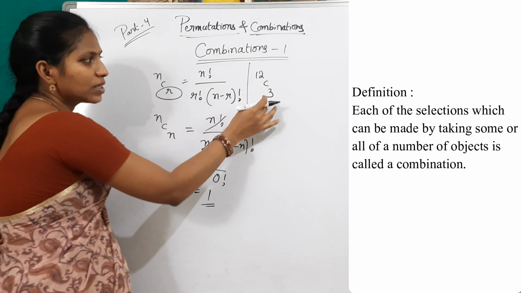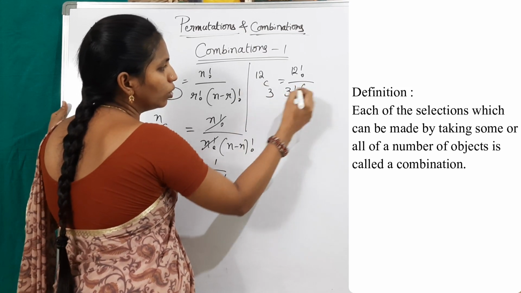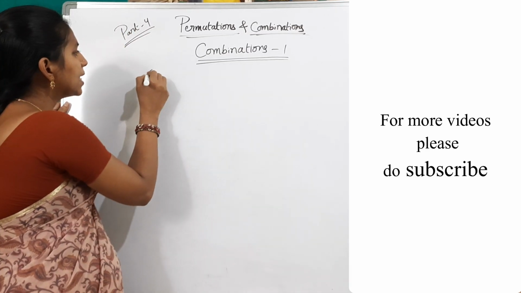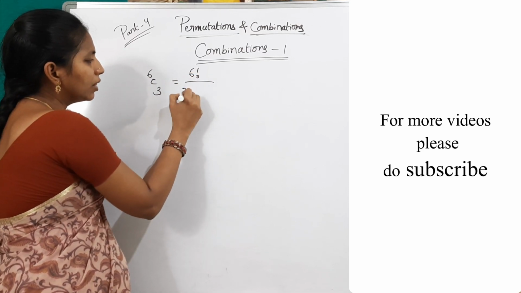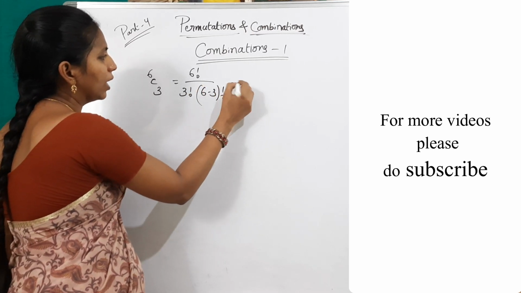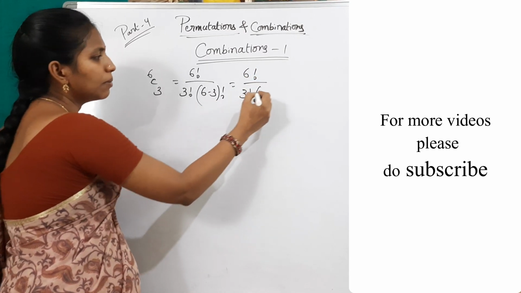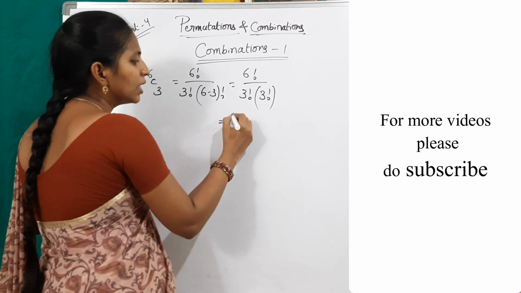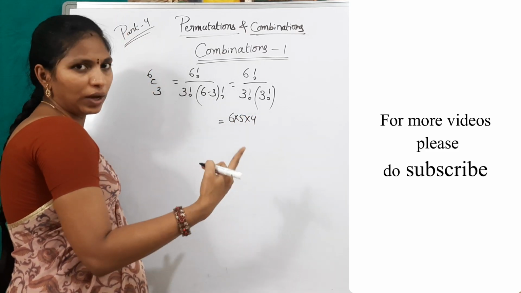12C3 is equal to 12 factorial by 3 factorial into 12 minus 3 factorial. Now see some examples. 6C3 equals 6 factorial by 3 factorial into 6 minus 3 factorial. That equals 6 factorial by 3 factorial into 3 factorial. What is the result of 6 factorial? 6 into 5 into 4 into 3 into 2 into 1.